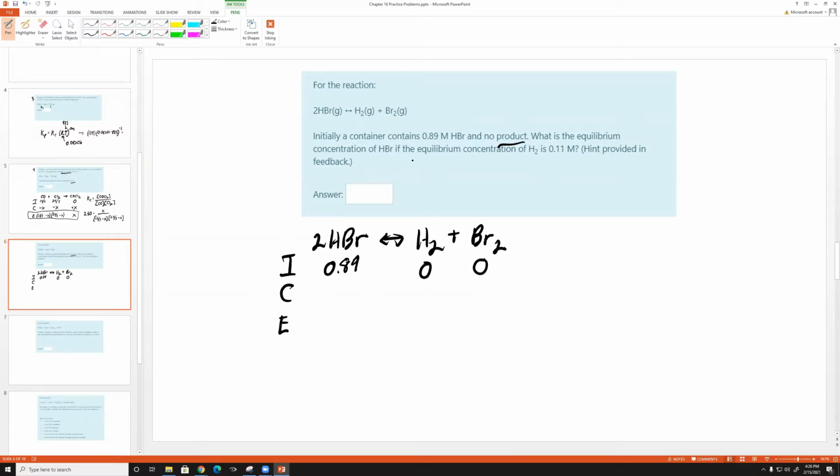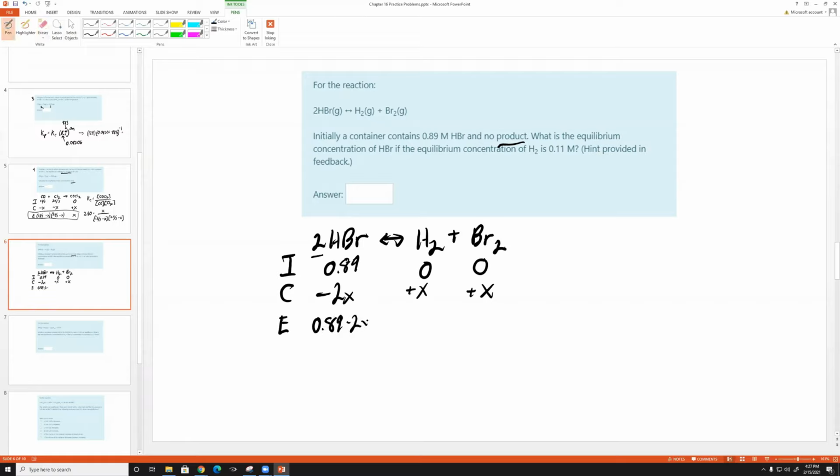Now, what is the equilibrium constant? Well, it doesn't matter what the question is asking for. We can figure it out. So our change is always going to be the same, as we've been doing. The reactant is going to be decreasing by 2x because our coefficient is 2. Our products will be increasing by x because their coefficient is 1. And our initial is going to be 0.89.